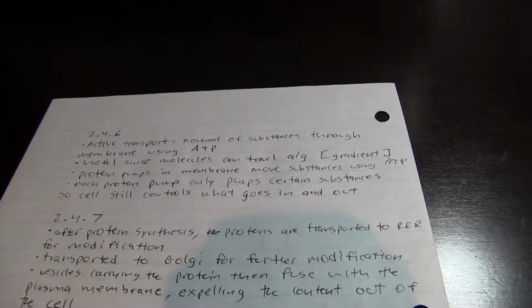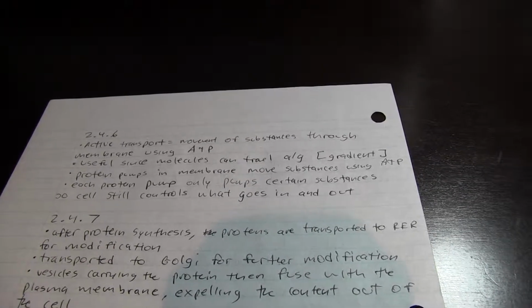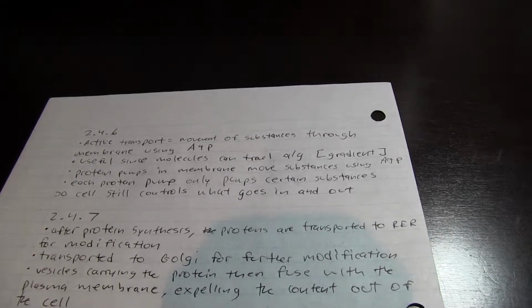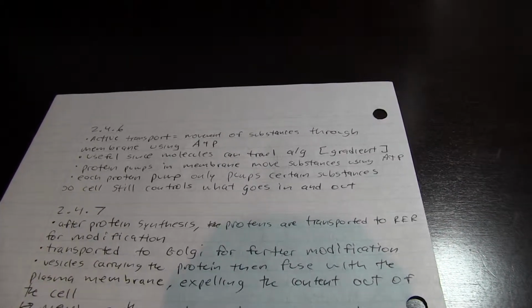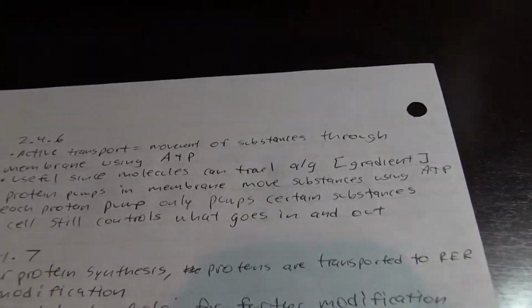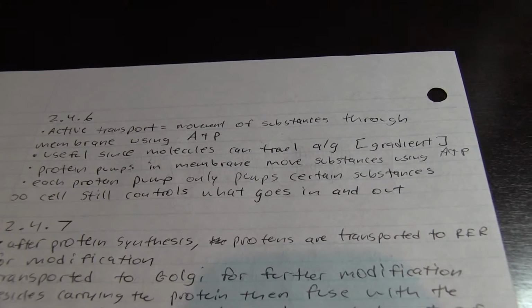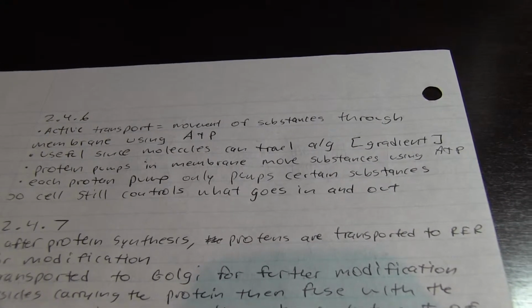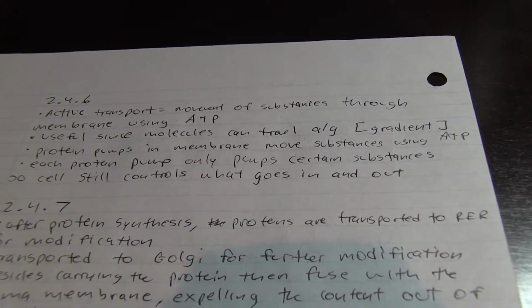The protein pumps in the membrane literally pump the substances across the membrane using ATP, or ATP obviously is the energy form of cells. Each protein pump only pumps certain substances, so the cell still controls what goes in and out. So the cell is still able to retain its power in terms of which molecules will go through or not. Any molecule can't just go through the protein pump, it's very specific.